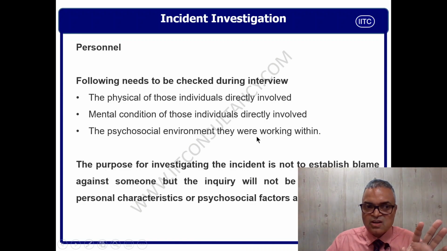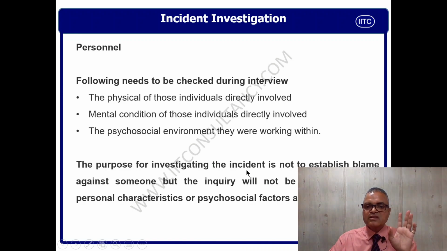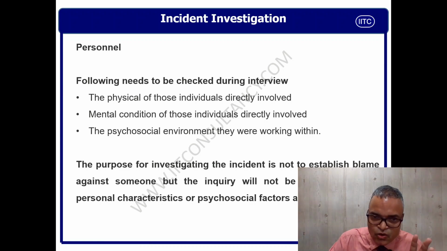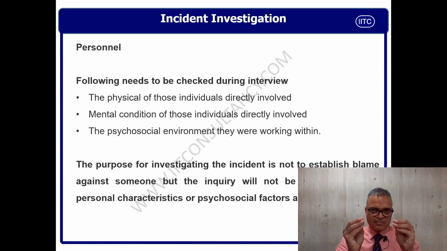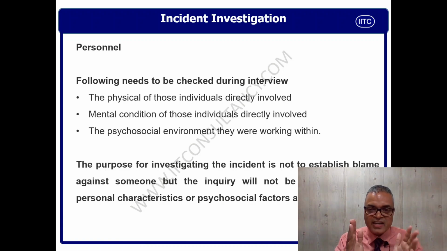the working place. So the purpose of the investigation of an incident is not to establish blame against someone, but the investigation will not be complete unless personal characteristics or psychological factors are considered. Incident investigation is not meant to blame someone. But unless we ask these questions, the physical condition of the individual, the mental condition of the individual, or the psychological working condition, we are not able to identify the right root cause of an accident.